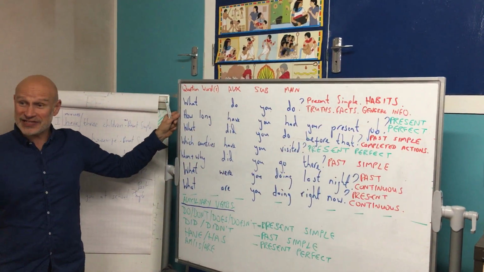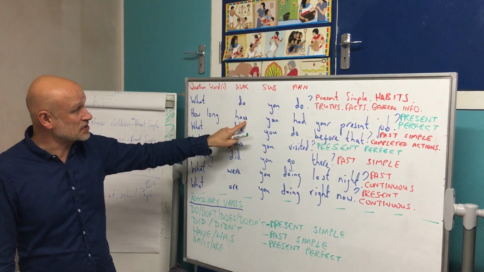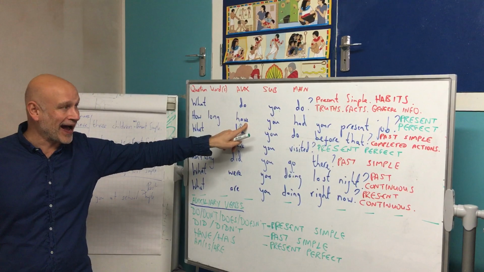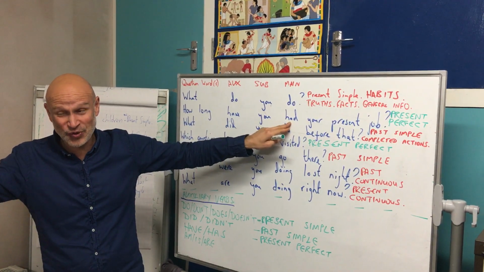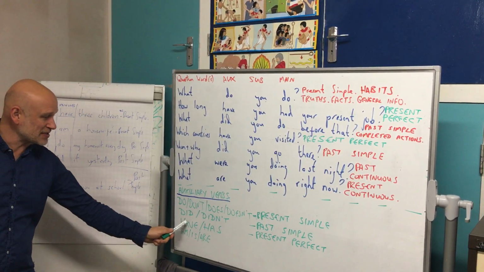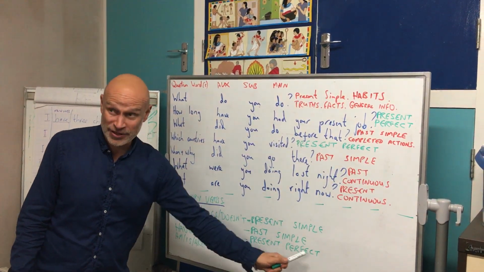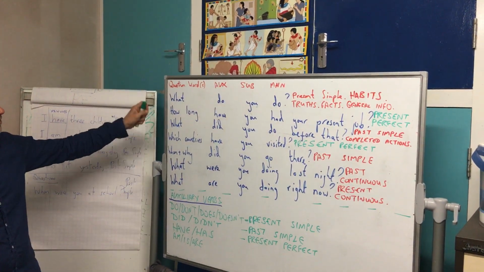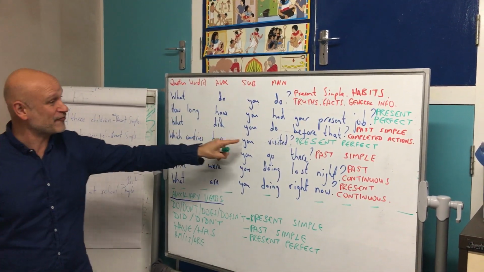Here we have our first ever present perfect question. Present perfect uses the auxiliary verb have or has plus the past participle. Now I haven't really taught you that yet, but that's what I'm going to teach next week. Whenever we see have or has as an auxiliary verb, we know it's going to be present perfect. There's another question of present perfect here. Which countries have you visited?